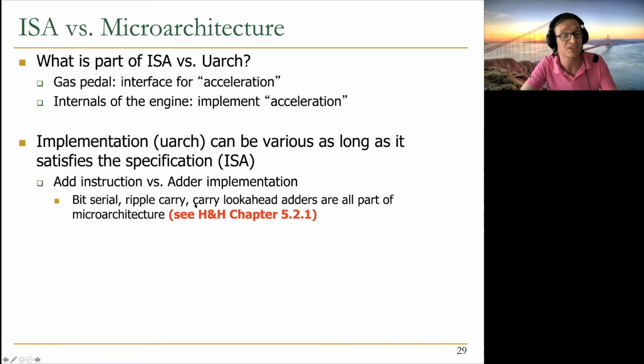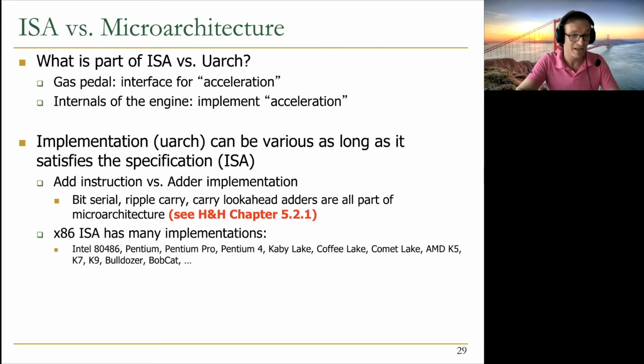So clearly, there are a lot of trade-offs in the underlying microarchitecture that you can make, even for a simple add instruction, just to implement the addition function. We will see many, many other trade-offs later today and in the future. The x86 ISA, for example, has many implementations, as we have seen.